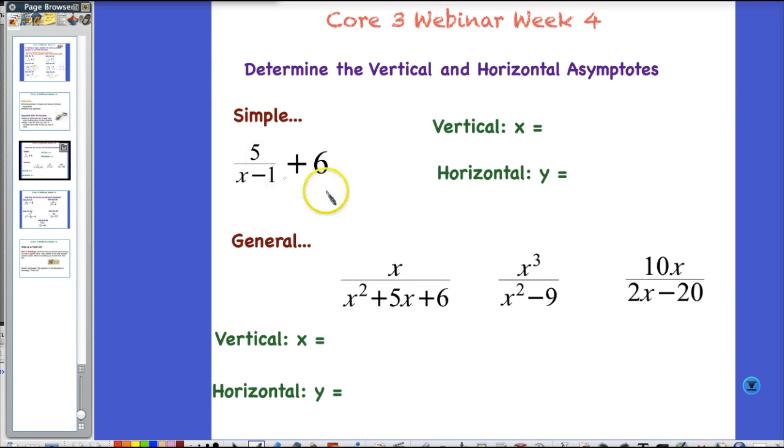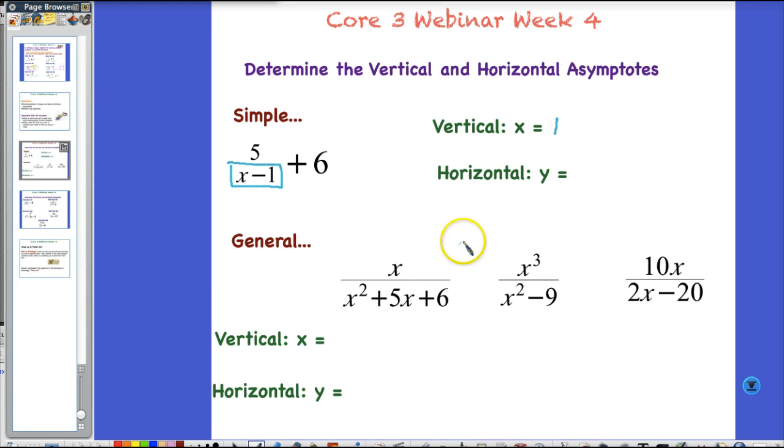Elliot, so 5. Okay, so remember that to find our vertical asymptote, we're looking at what makes our denominator equal 0. So what would I plug into x to turn that into 0? What do you think? Elliot? Yes, very good. So our vertical asymptote is x equals 1.